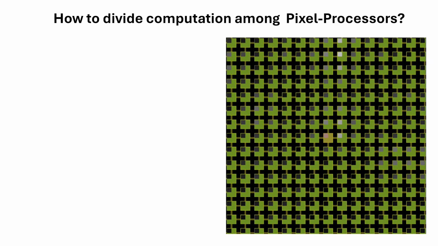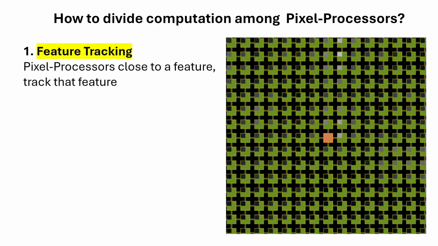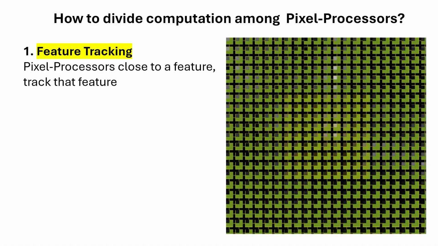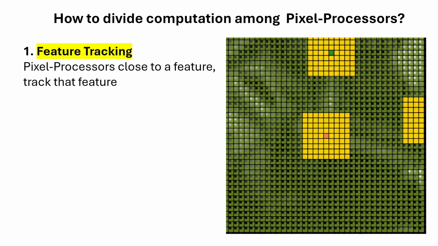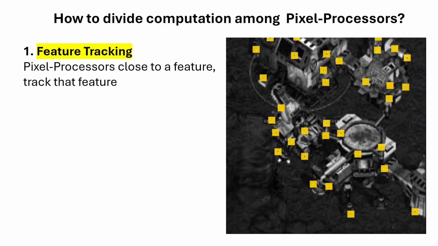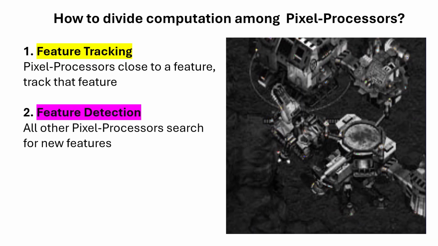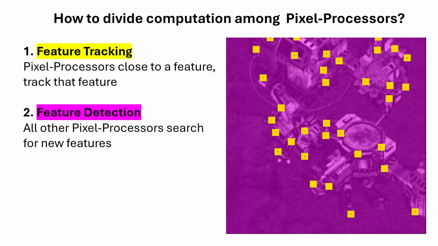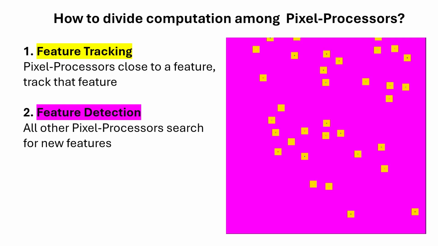Well, let's say we have a point feature located inside this processor here. A natural thing to do would be use all the surrounding processors to track that feature. And we can do the same for all other point features. All point features are tracked using their surrounding pixel processors. Any remaining pixel processors can then be used to try and detect new features. So in summary, processors near existing features are used to track those features, and processors not near any existing features are used to detect new features.